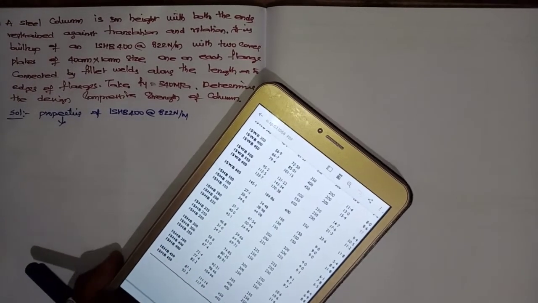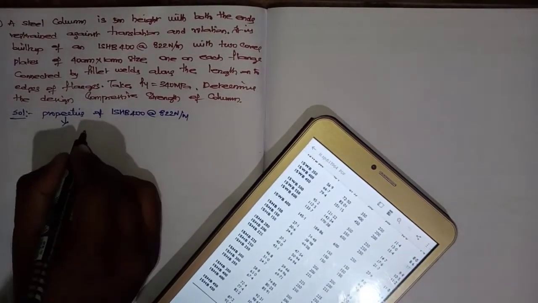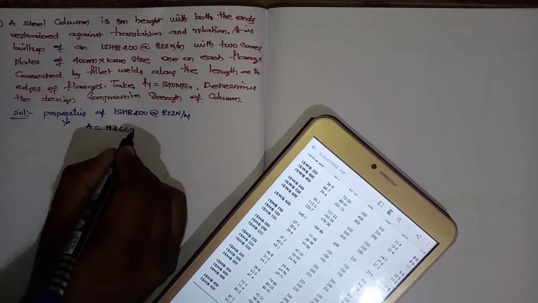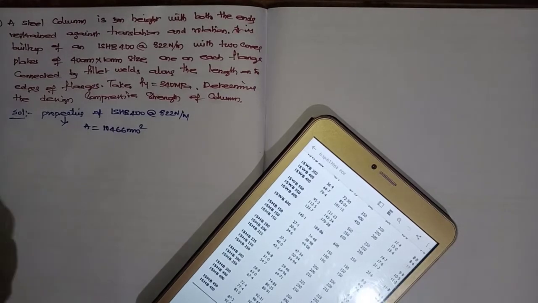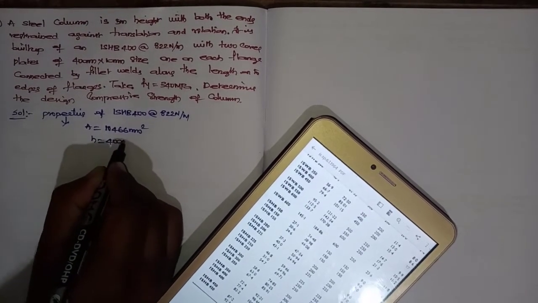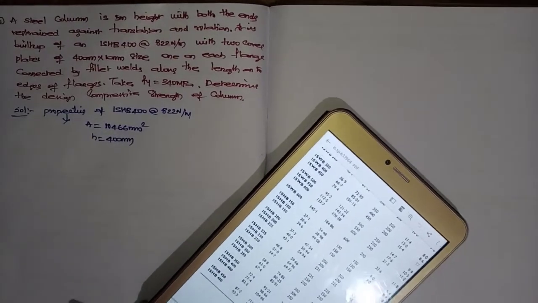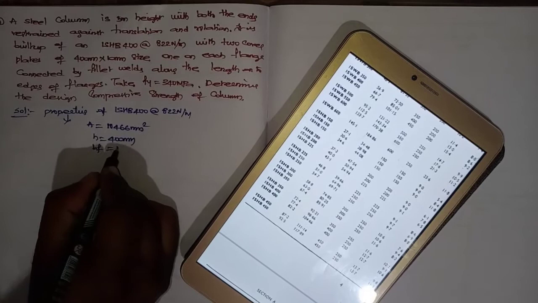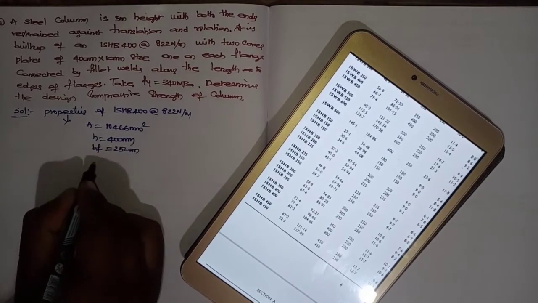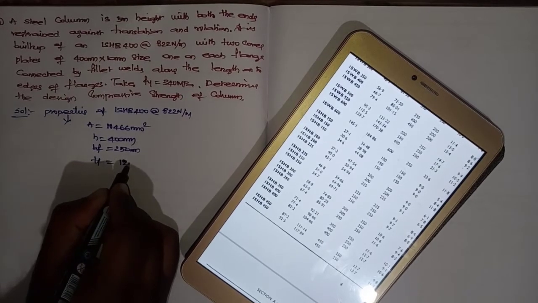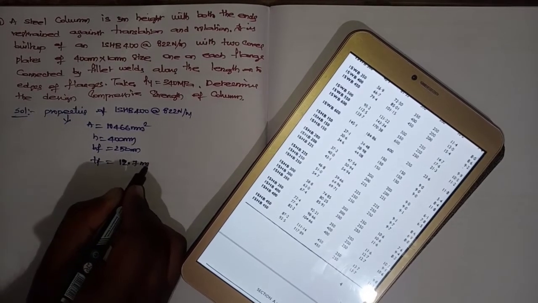ISHB 400. What is the area? Area equals 10466 mm square. Next, H is 400 mm. Next, width of flange is 250 mm. Next we required thickness of flange. How much is it? 12.7 mm.